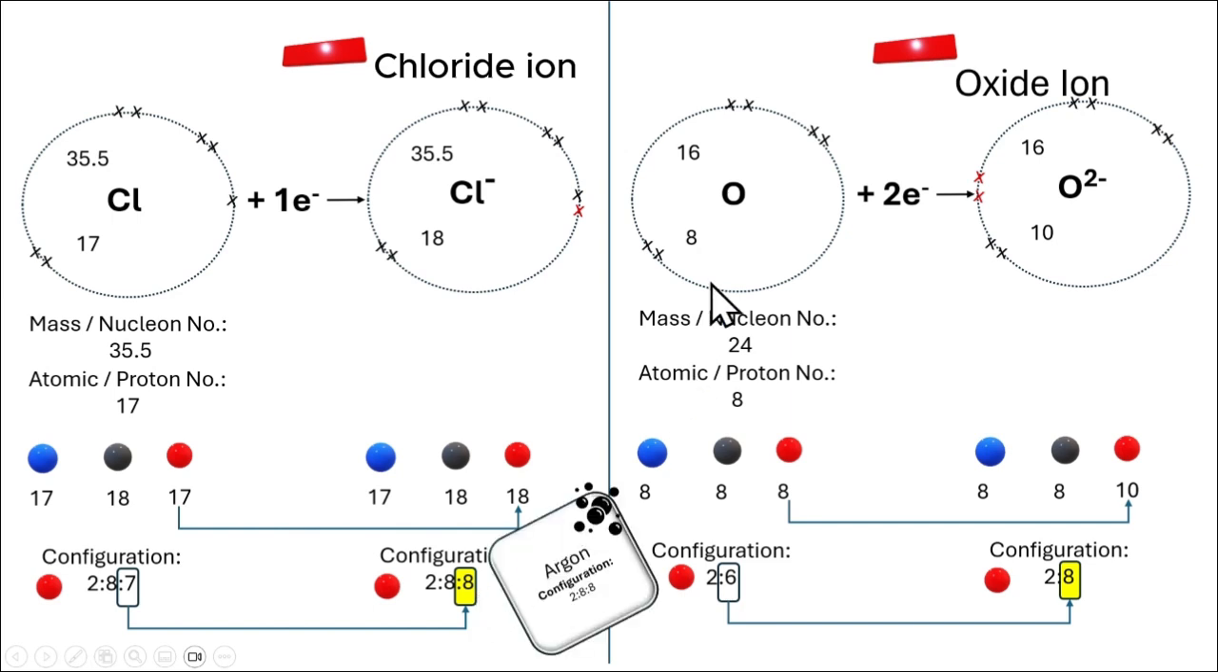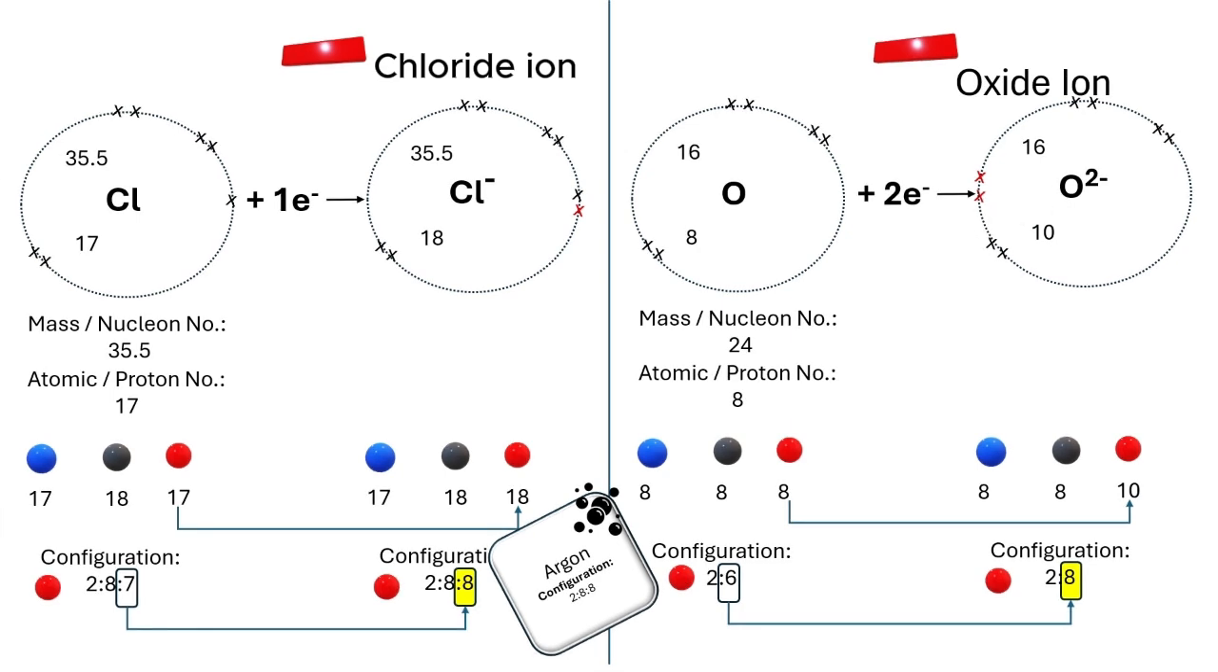Then formation of oxide ion. Oxygen has mass number 16, atomic number 8. Its electrons and protons are 8 and 8. Neutrons are 8. So when it gains 2 electrons, electrons become 10. So oxygen, when it gains 2 electrons, becomes 2 minus, and its configuration is 2 and 8, which is again the configuration of neon, the nearest noble gas. Thank you.